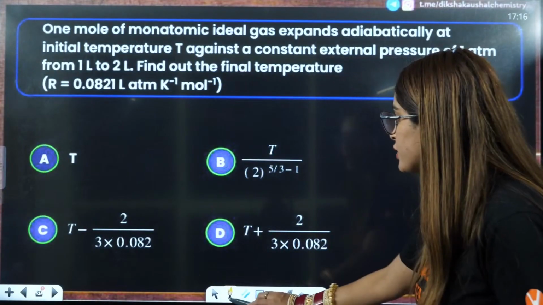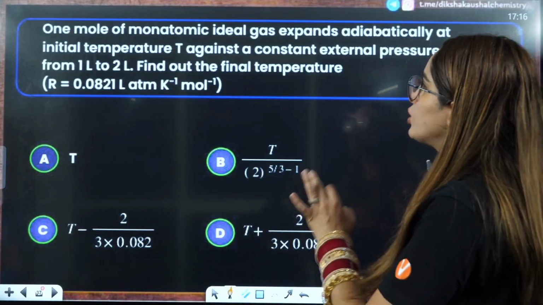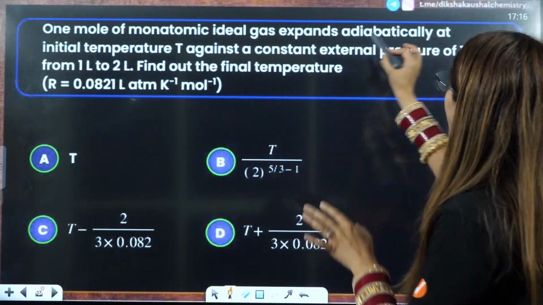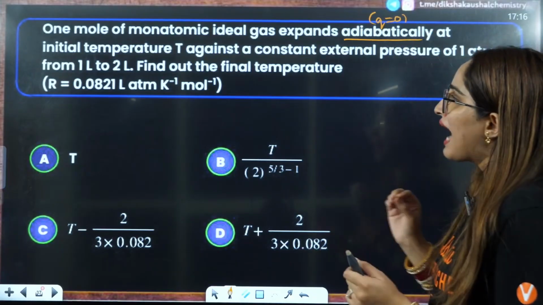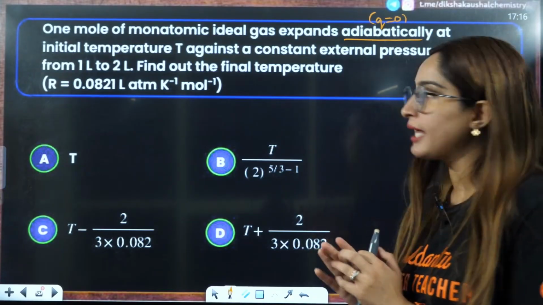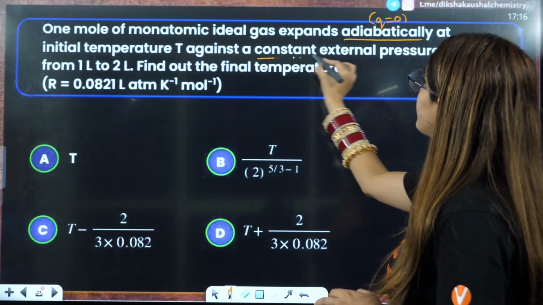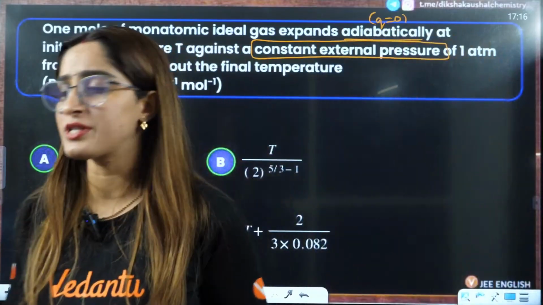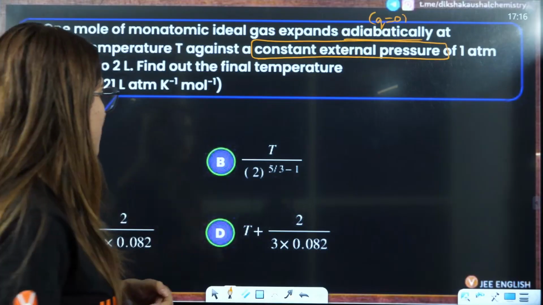Next question on your screen: 1 mole of monatomic ideal gas expands adiabatically. That means Q is equal to 0. At initial temperature T, against a constant external pressure. Now, if you have constant external pressure, is this process reversible or irreversible? Anybody in the chat box?